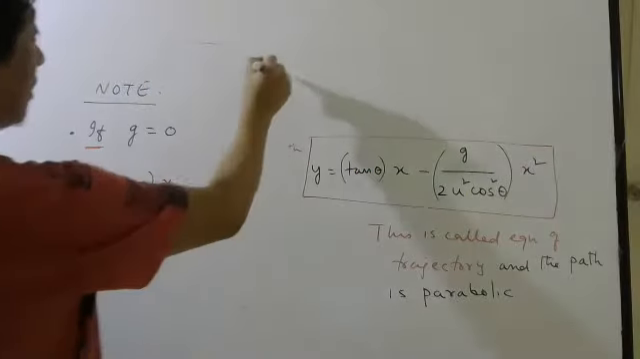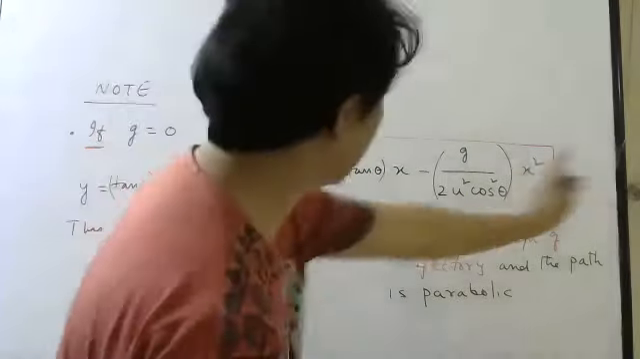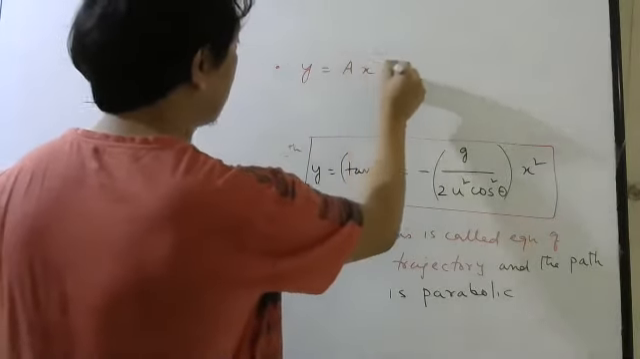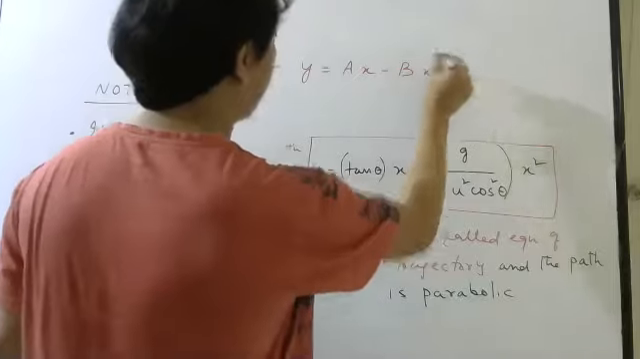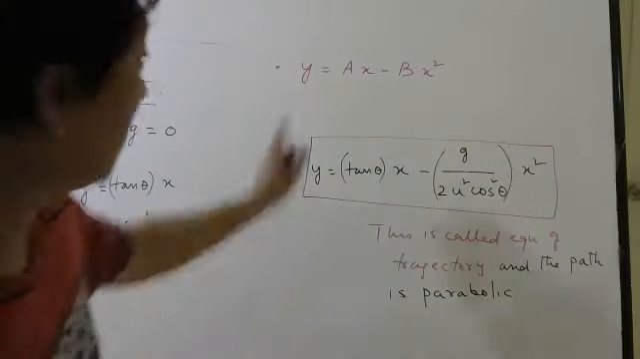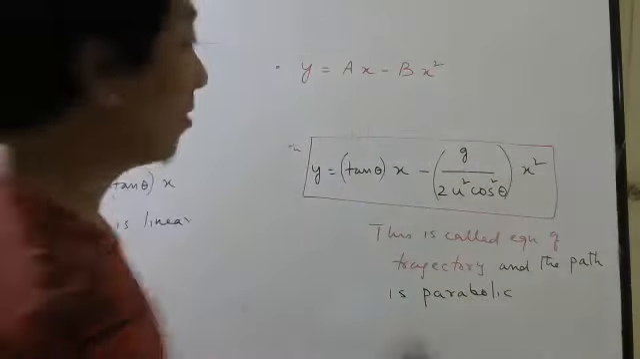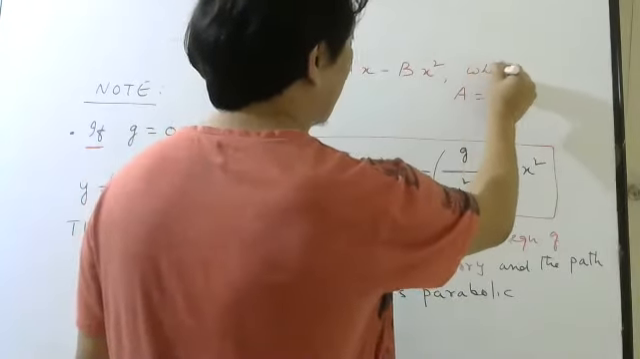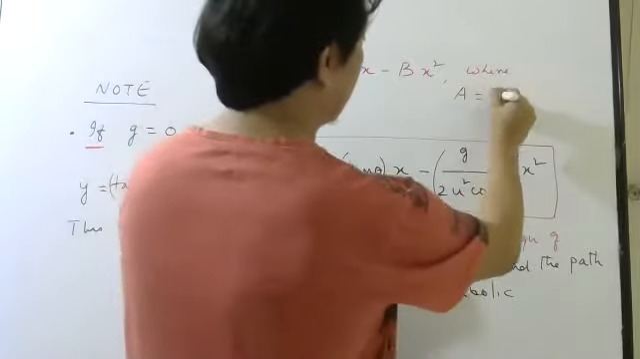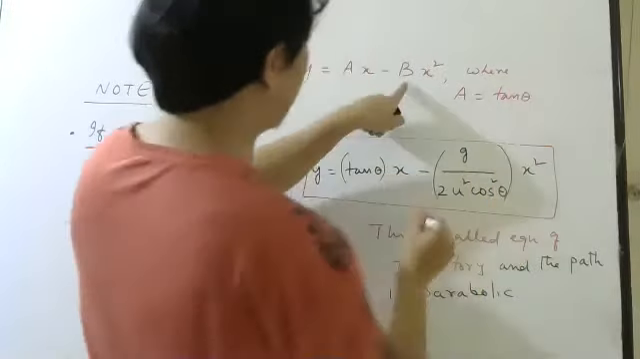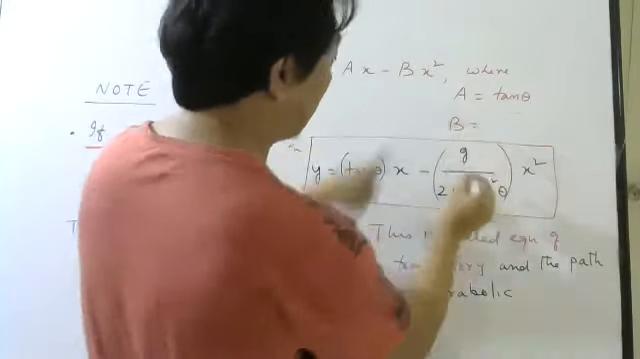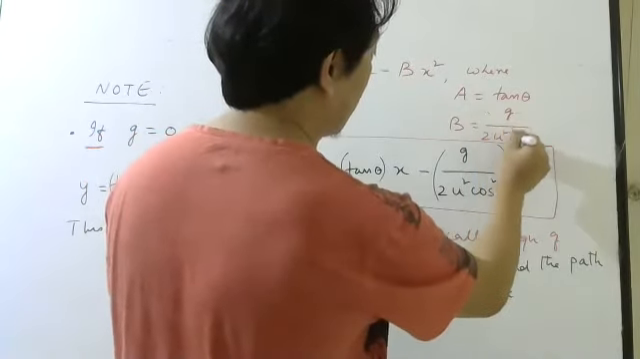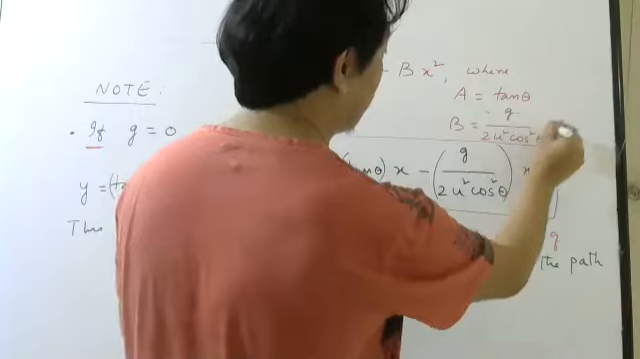Second point that I want to say, we can write the same equation this way also: y equals ax minus bx squared. So this is a little easy to remember, right? What is A, if I ask? A is tan theta. And what is B? Whatever is in the bracket: g divided by 2u squared cos squared theta.